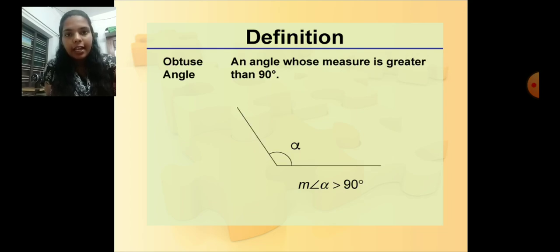Then the third type is obtuse angle. An angle whose measure is greater than 90 degrees is called an obtuse angle. The angle which is less than 90 degrees is called acute, exactly 90 degrees is called right angle, and greater than 90 degrees is called obtuse angle.